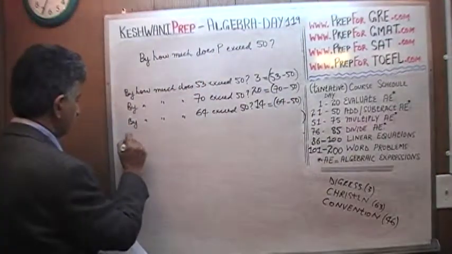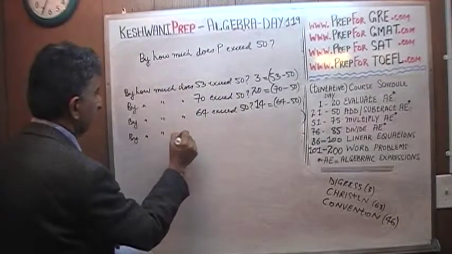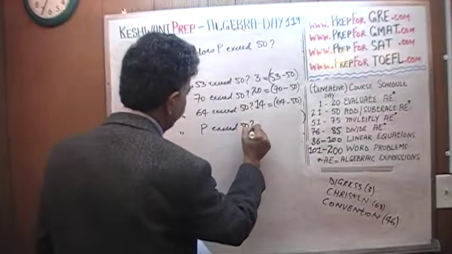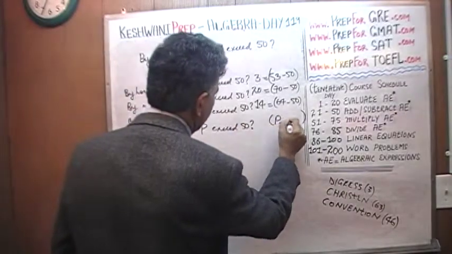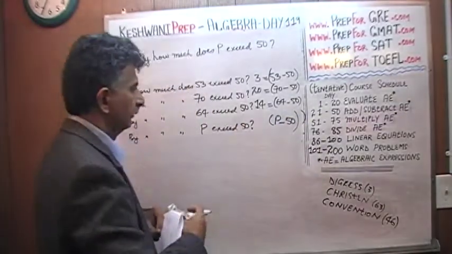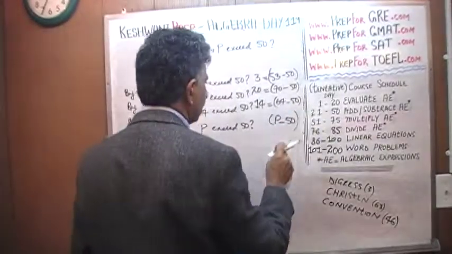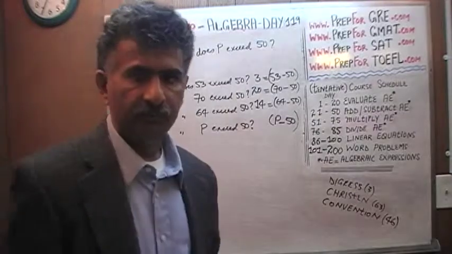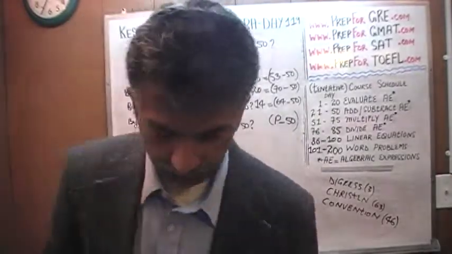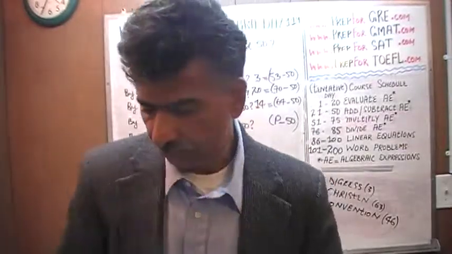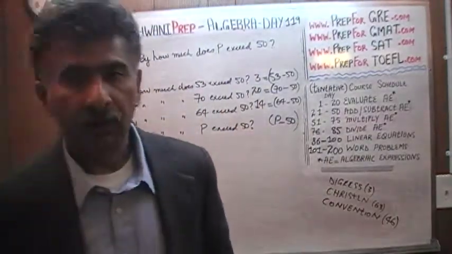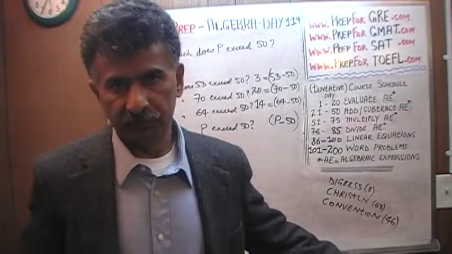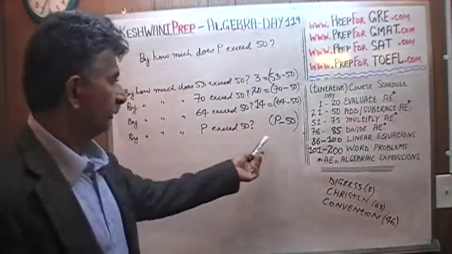Finally, the last question. By how much does P exceed 50? And the answer would be P minus 50. There you go. P exceeds 50 by the amount of P minus 50, because obviously P is some number that is greater than 50. And the question was, how much does it exceed? To figure out how much P exceeds 50, you take away 50 from P, and whatever is left over, that's how much it exceeds 50, which is what we're saying here.